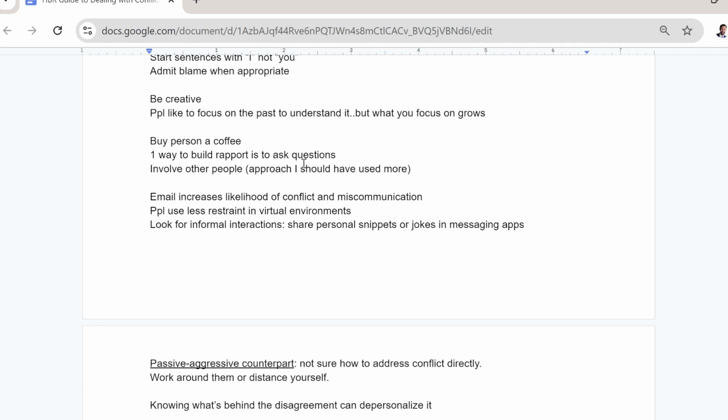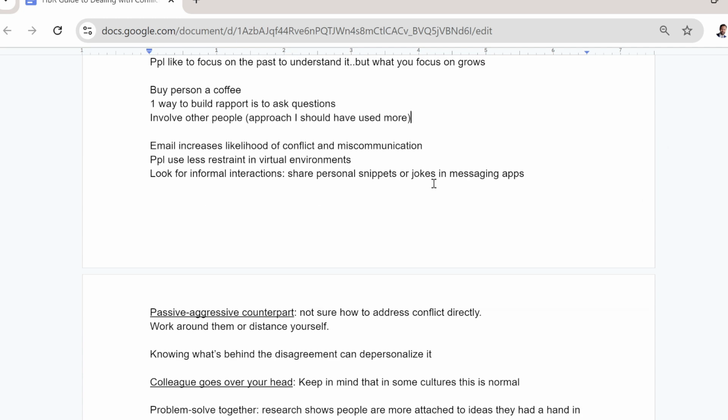Consider buying a person a coffee. One way to build rapport is to ask questions. Involve other people. I have to admit, this is an approach I didn't use enough in my career. In most situations, I would try to deal with people directly, but often the best approach is to escalate to superiors. For example, there was a time when I should have gotten my vice president to get involved in the situation, and he taught me that that's something I need to do. I need to learn when to offload the issue onto somebody that has more authority than I do, because I always felt like I needed to take command of the situation.